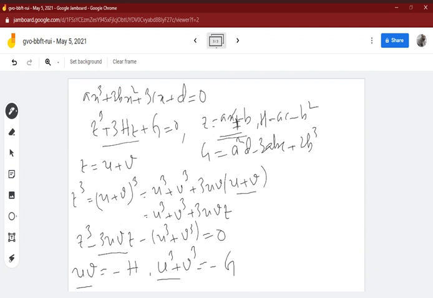Now let's solve for u and v. uv is given, u cube plus v cube is given, and also we know u plus v equals z. Using that, you have to use these two. Let's solve this one. To solve this, let's try to find u cube minus v cube. What is the formula for u cube minus v cube? It is u minus v.